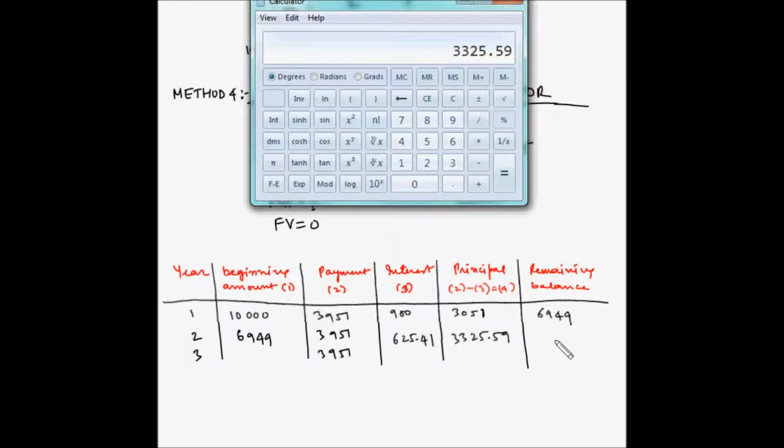So how much is the remaining balance? So this we'll consider negative, and to this we'll add 6949. So we get 3623.41 rupees. So now this is the amount of principal remaining. So this becomes our beginning amount for the third year.